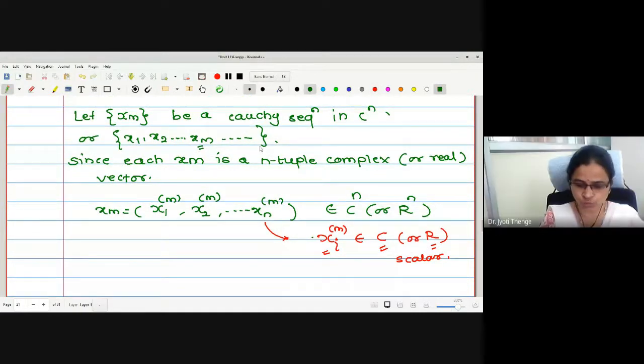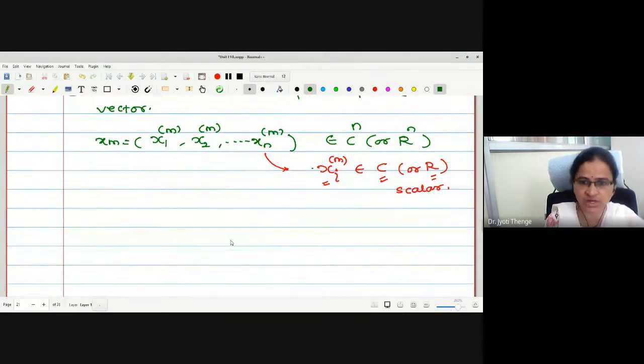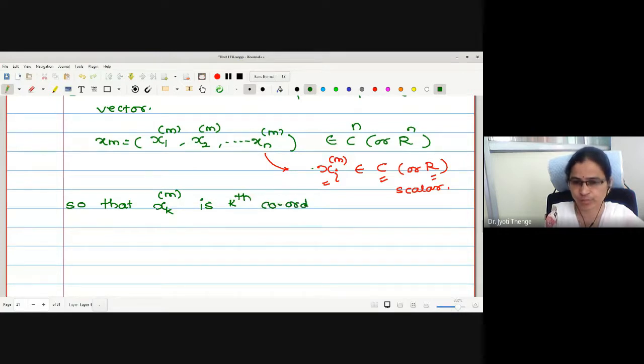Now let us move towards writing the definition of a Cauchy sequence. Let me write the kth coordinate, or ith coordinate, I have written, so that xm's kth coordinate. Kth coordinate of xm, or you can write i also. Let me make it k.